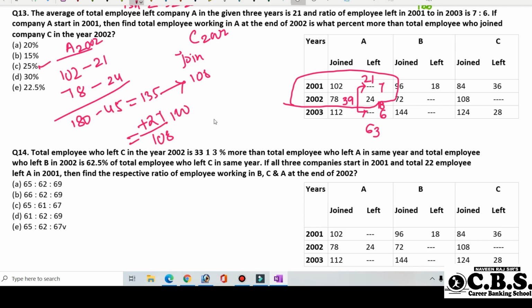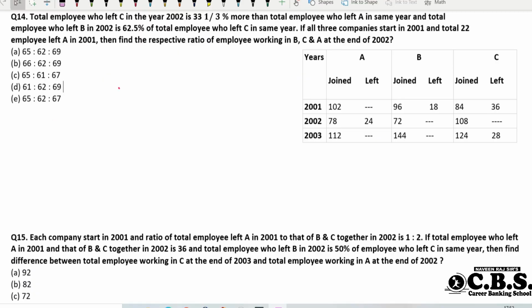Let's go for the next question. Let's get into the next question. 14th question. So total employees who left in C in 2002 is 33 1/3% more than total employees who left in the same year. So in the same year is how much? It is 24. So 33 1/3% more is nothing but what?